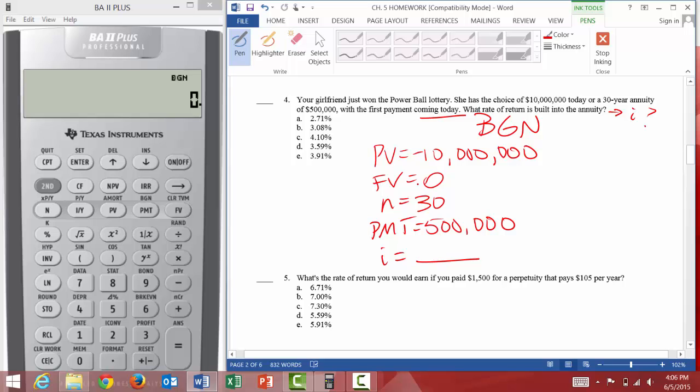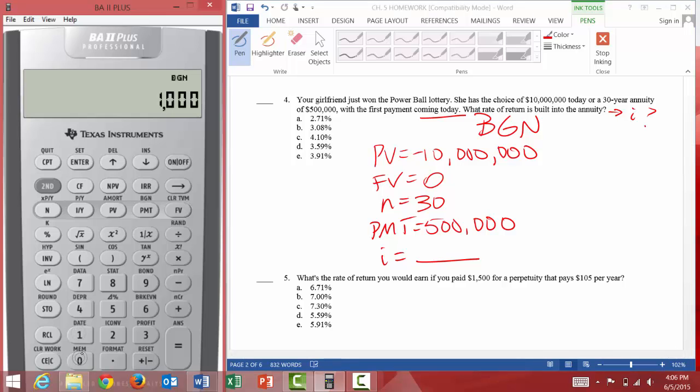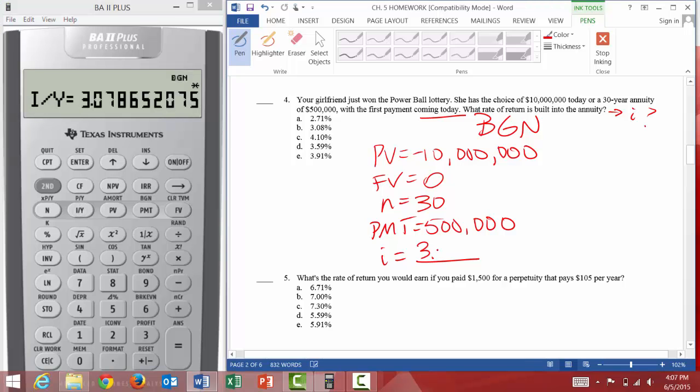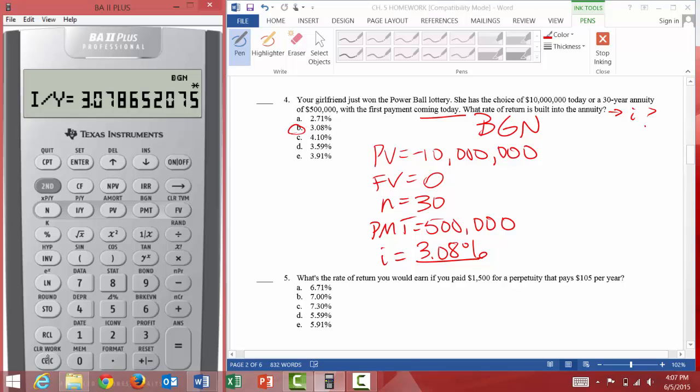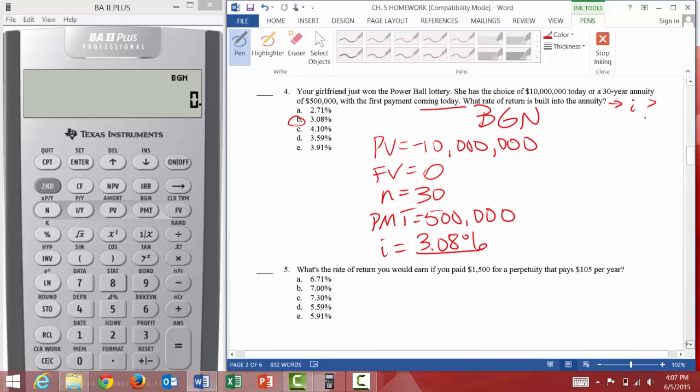So I need to go over to the calculator and put 10 million as my present value, 0 as my future value. Let's see, 30 in, and then 500,000 as the payment, and hit compute I, and I get 3.08%. And so that's answer B. So let's see about the next one.